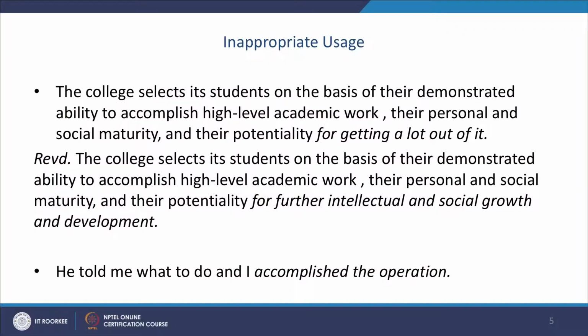Sometimes when people try to be very short or very concise, or sometimes try to be very fashionable, for example, look at this sentence: he told me what to do and I accomplished the operation. Now this is not the right use. In the first part you have said he told me what to do, so what you should say is, and I did, because you also have to see that a sort of parallelism is to be maintained in order to convey the meaning effectively.